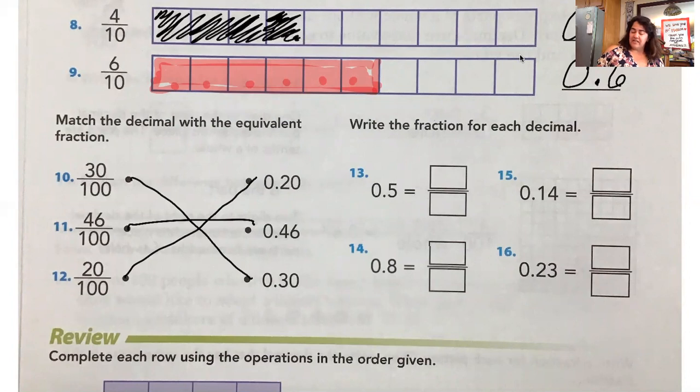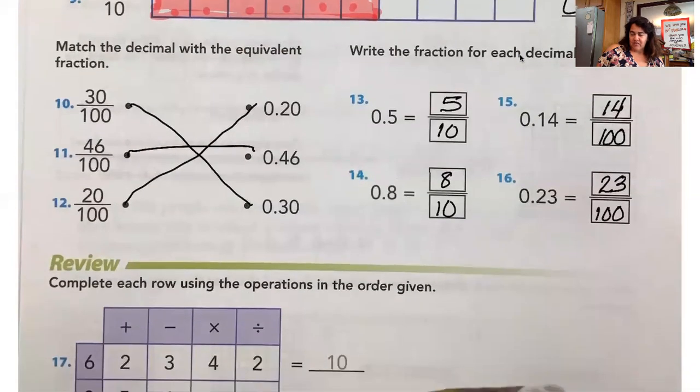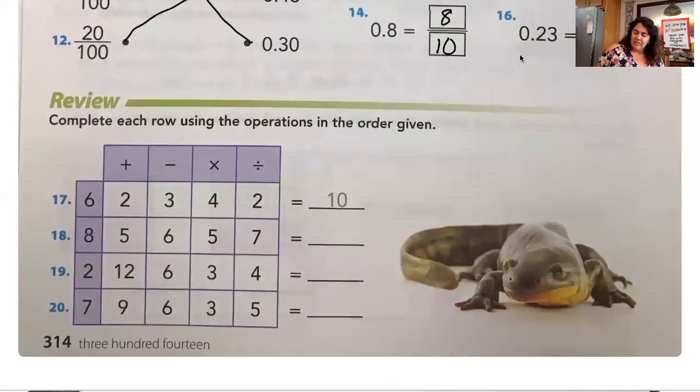Write the fraction for each decimal. I have 5/10. How would I show that, please, Kylie? 5 out of 10, or 5/10. Good. What about 8/10? What would you do there, Tino? Very good. And then I have 14/100. How am I going to write that, Sean? Very good. Then I have 23/100. Caesar, what would you do there? Good. Good job, boys and girls. 23/100.